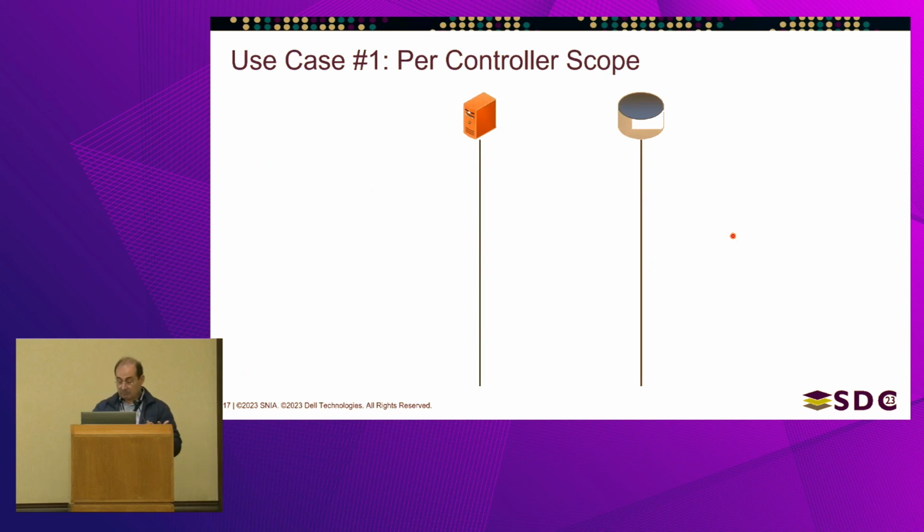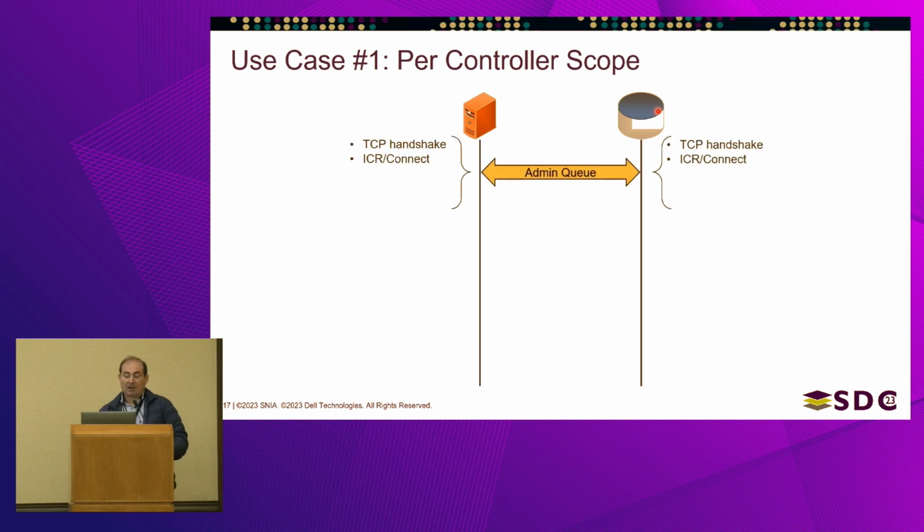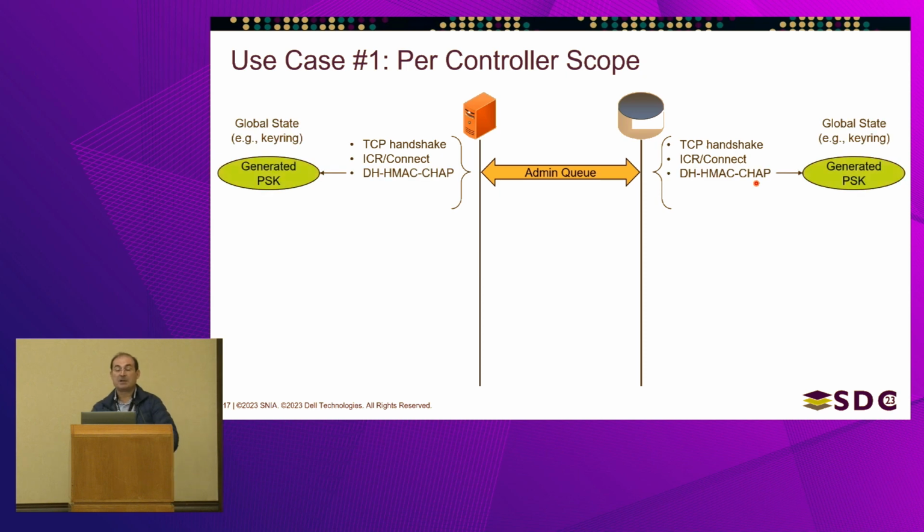Use case 1, per controller scope. I have my host, I have my subsystem. I set up my admin queue first with a TCP handshake and then the ICRESP and connect commands. Then I do a DHM matchup transaction that generates a PSK in a global state. And at this point, I can use this generated PSK to do the TLS handshake and go on the admin queue on TLS. Now I'm protected on the admin queue.